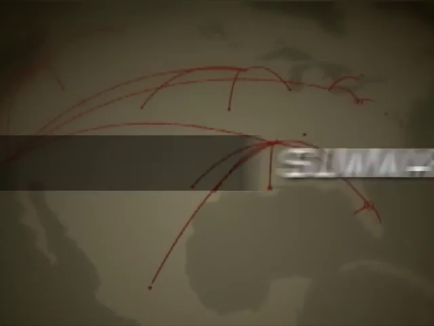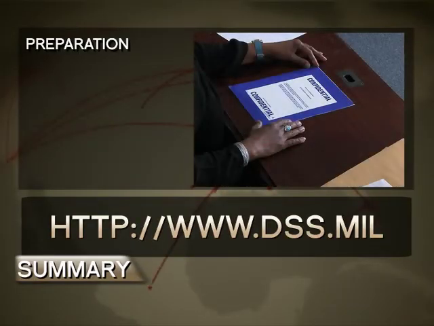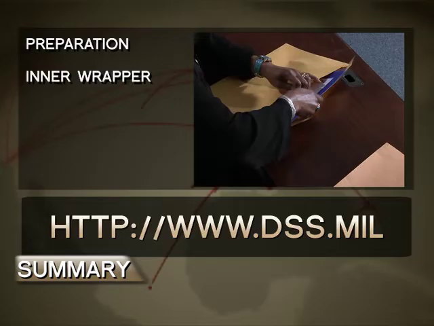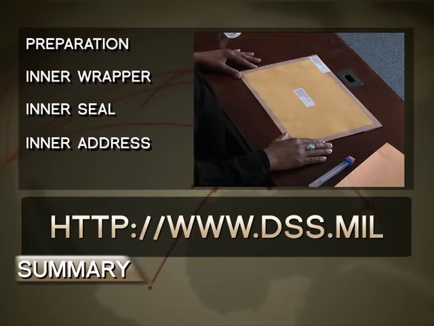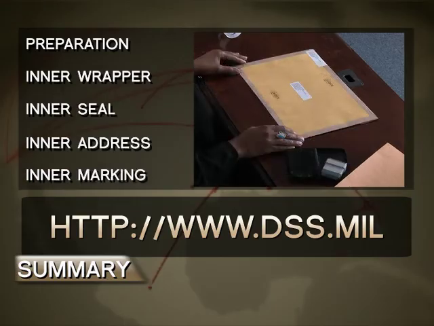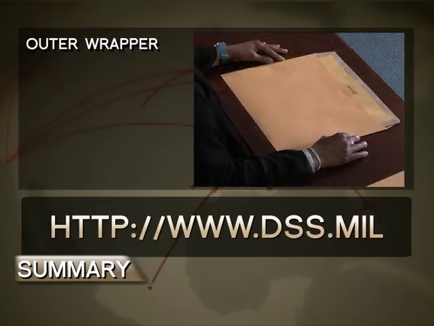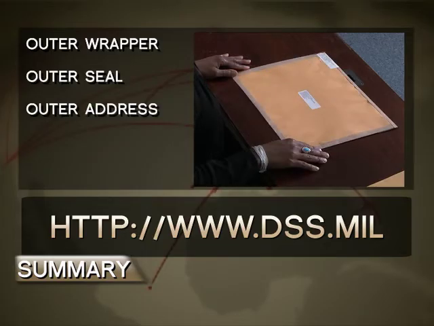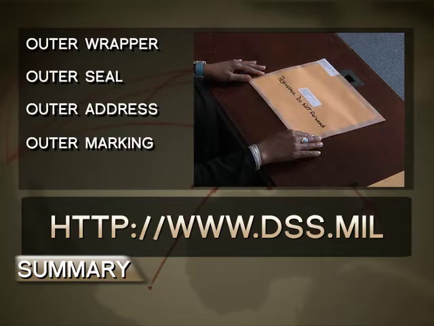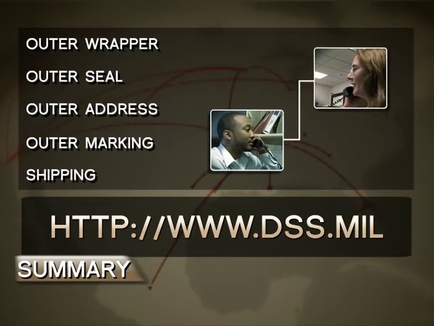Summary. Classified packages must be prepared for transmission and transportation by preparing, packaging, sealing, and addressing them properly. By following the procedures outlined in this video, you will minimize the risk of accidental exposure and facilitate the detection of deliberate tampering of classified materials during transmission and transportation.